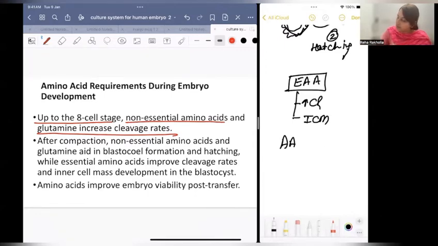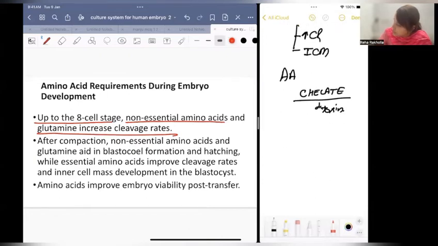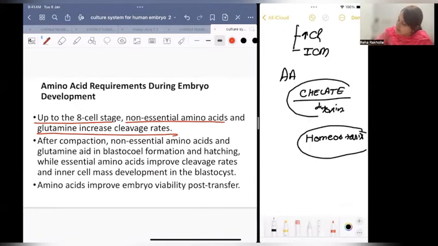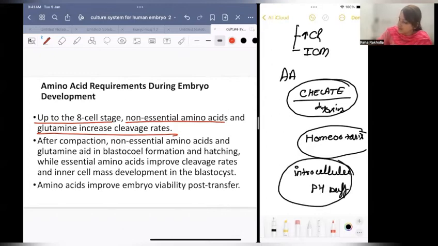Now, non-essential amino acids can also act as chelators; they chelate toxins. They also regulate homeostasis before compaction, and act as an intracellular pH buffer. We are talking about the non-essential amino acids right now. All these actions they are doing.